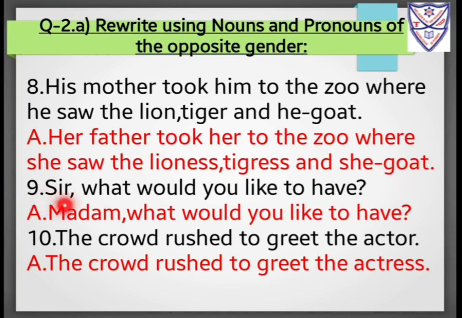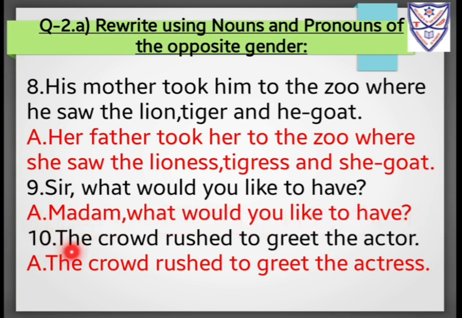Number 9, sir, what would you like to have? Over here sir is a noun which is in masculine gender form. So its opposite gender will be madam, which is in feminine gender form, as well as it is also a noun. So the answer will become madam, what would you like to have?